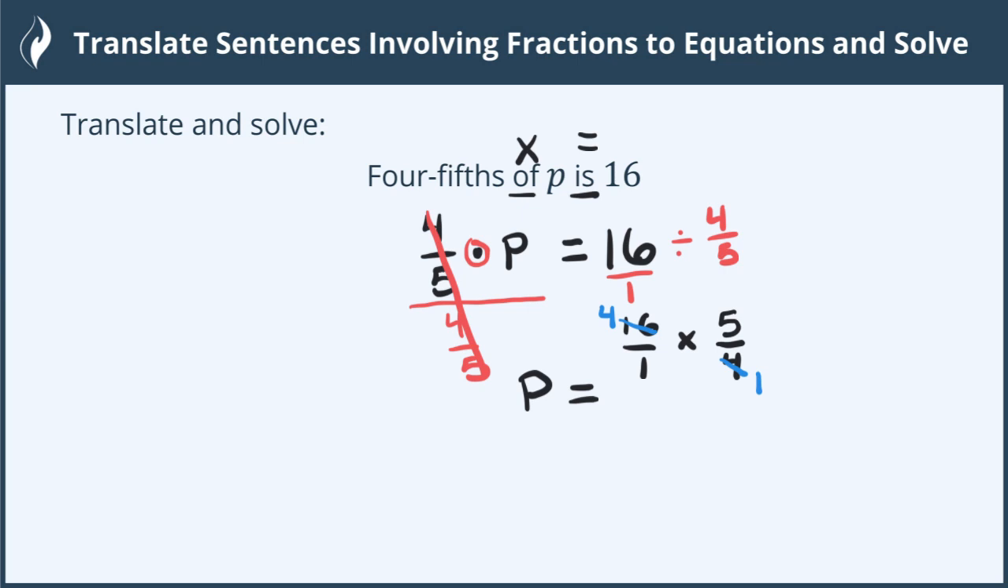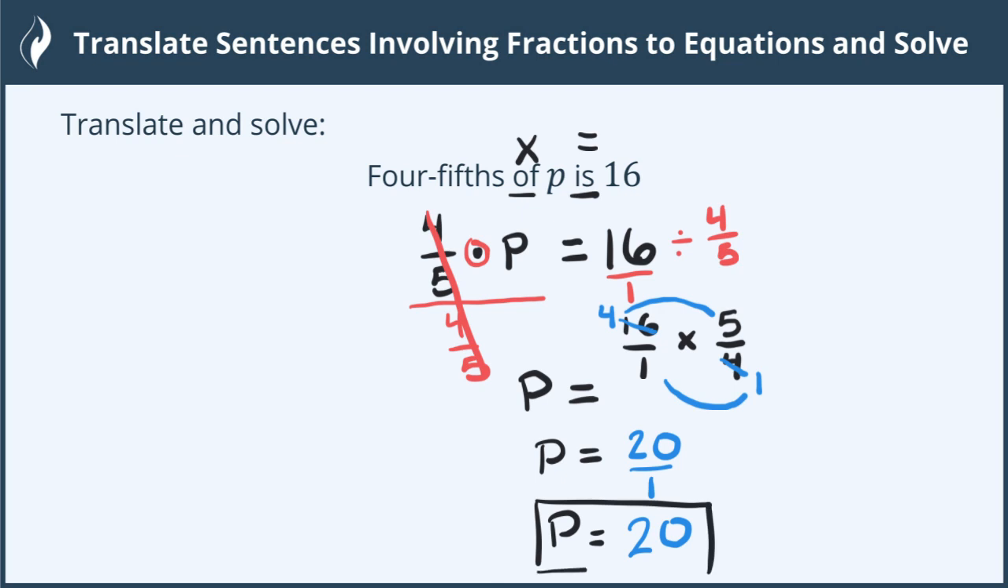Now I'm going to check the other one as well. 5, and the other denominator is 1, so I can't simplify any further for the 5. So I'm going to multiply straight across, numerator times numerator, denominator times denominator. So I have 4 times 5, which is 20. 1 times 1 is 1, and 20 divided by 1 is just 20. So I have p equals 20 over 1, and p equals 20, and this is our solution.